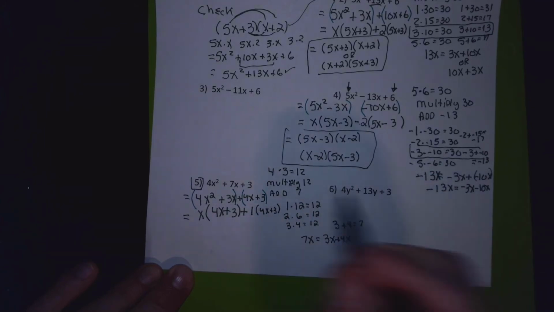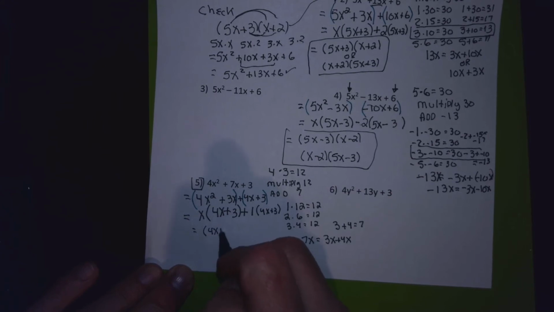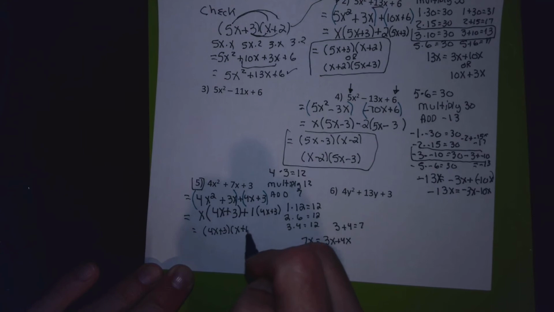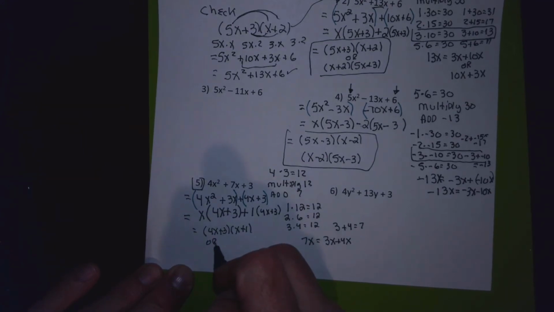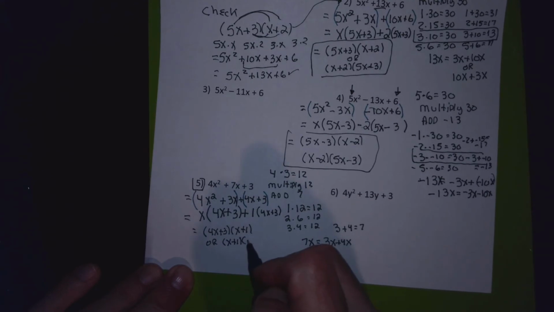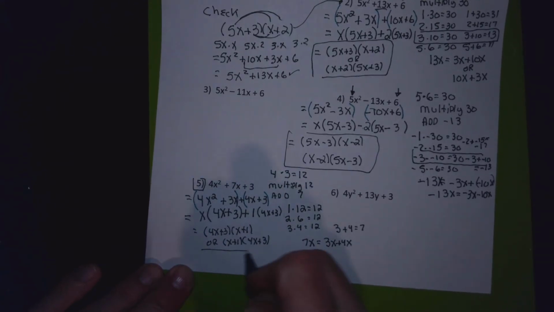Now I'm basically done. I can write my answer, which is either going to be 4x plus 3 times x plus 1, or if you prefer, the x plus 1 times 4x plus 3. They're both equally good.